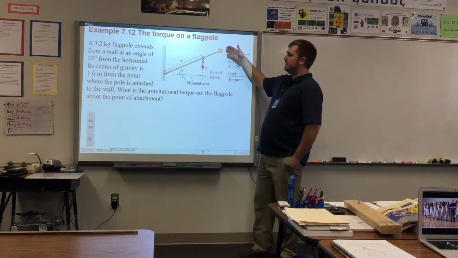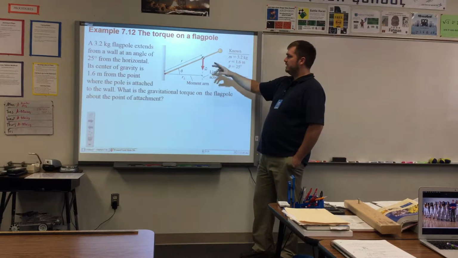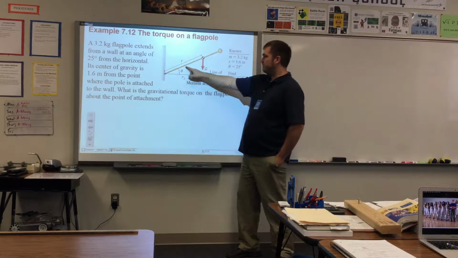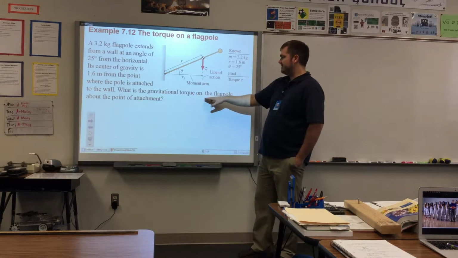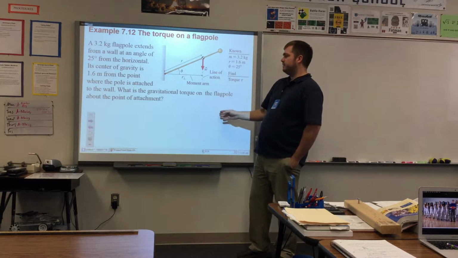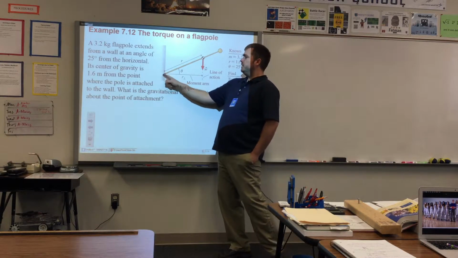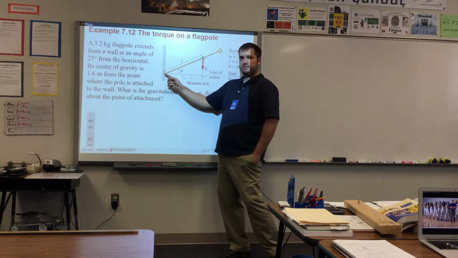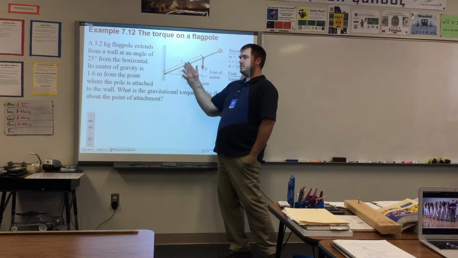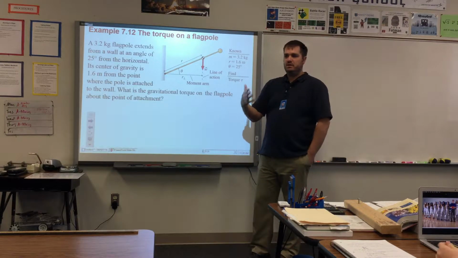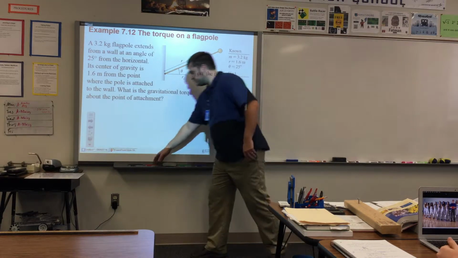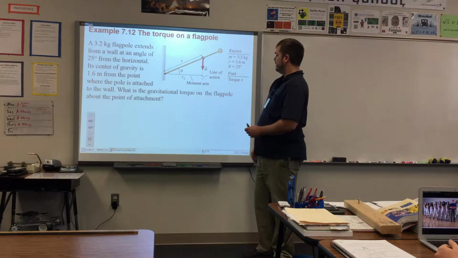And somehow we determined that its center of gravity is right here, 1.6 meters from the point where the pole is attached. What is the gravitational torque on the flagpole at the point of attachment? Because we want to make sure that whatever fasteners we get can handle this particular flagpole. 3.2 kilograms isn't too crazy, but we can extend this to other ones that are.